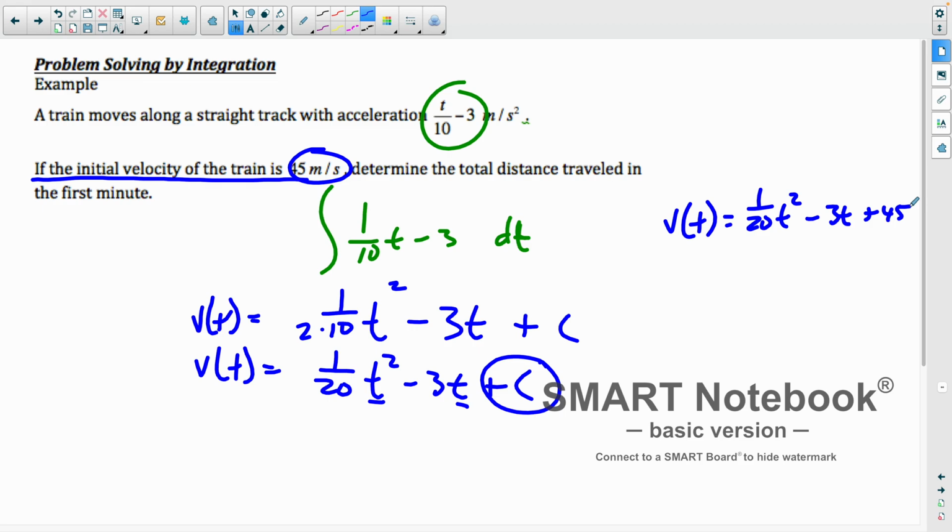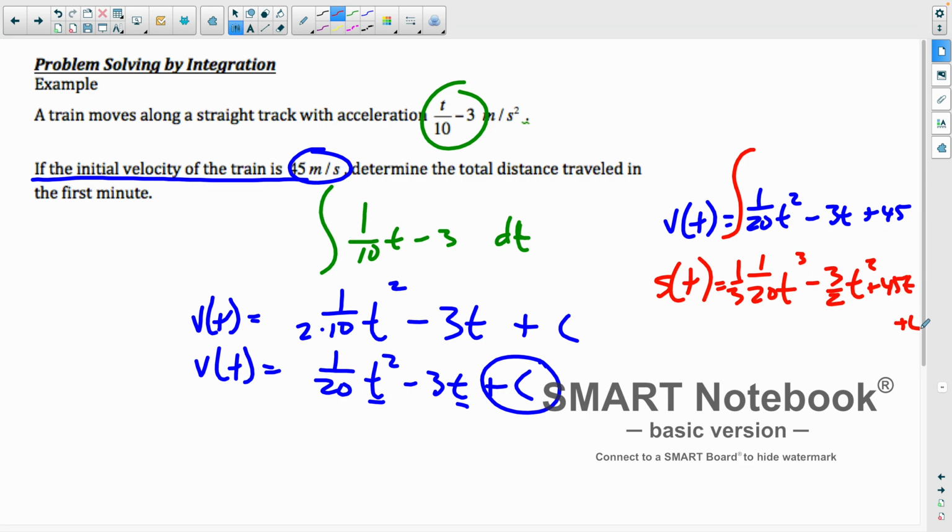Now, not quite there yet, because I'm trying to find the total distance traveled in the first minute of this problem. So I'm going to work backwards again and find my displacement function. I'm going to take the antiderivative of that. So this would be t cubed, 1 over 20, and then 1 over 3, minus 3t squared, there's going to be a 2 there, plus 45t, and then plus c.